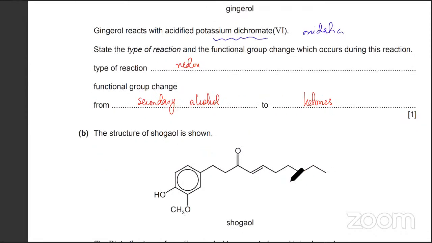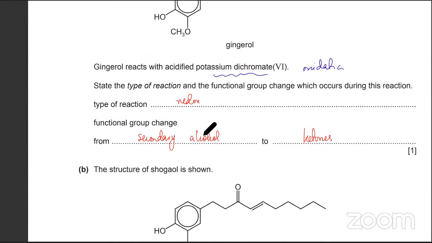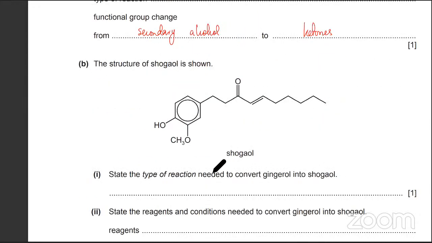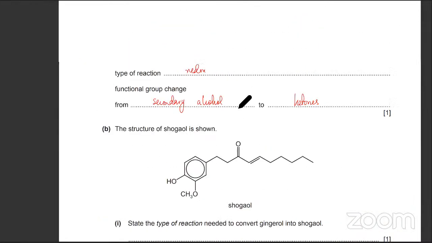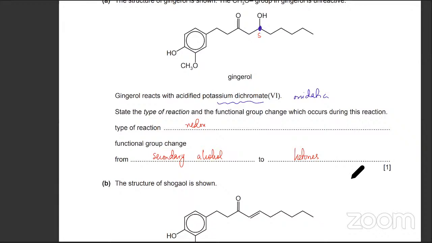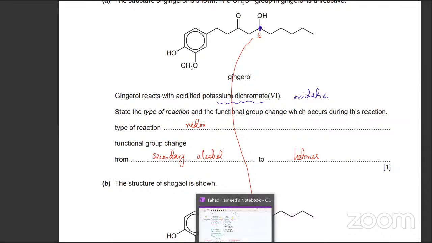So the next one is the structure shown. That's gingerol. This is something else. What type of reaction is needed to convert? So he's asking what happened here, like how did this molecule, I mean the OH, turn into an alkene? This is known as dehydration. I mean, you studied this in AS.